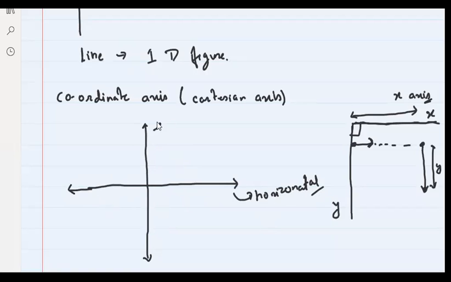And this is a vertical line. Agree? Anyone have any issues? Yes, yes, yes. Cartesian axis is coordinate axis only. Okay. Now think about this.